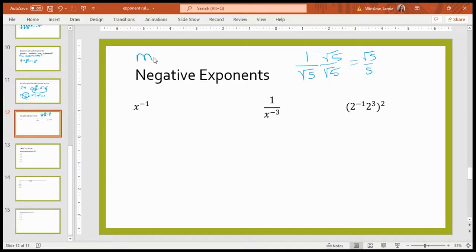And the way we do that is we move it. We can always make this a fraction by putting it over 1. And if it's on the top, all you do is move it to the bottom. So this will be 1 over x to the 1. How about this one? The negative exponent is on the bottom, so we're just going to move it to the top.